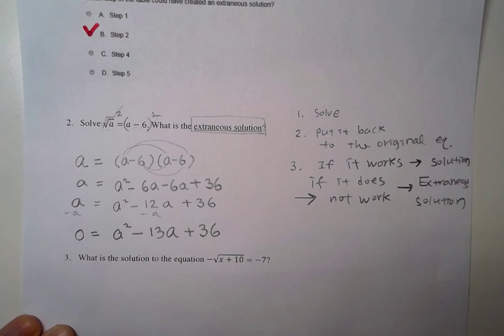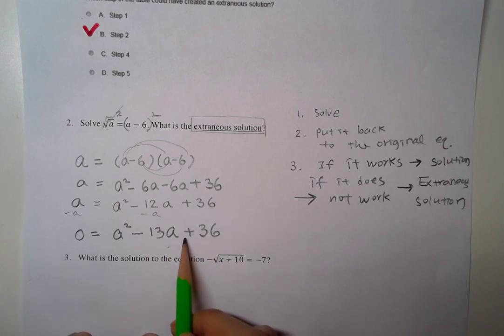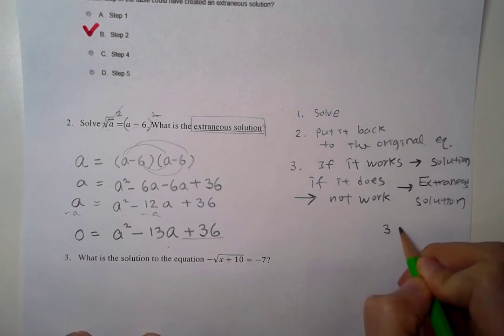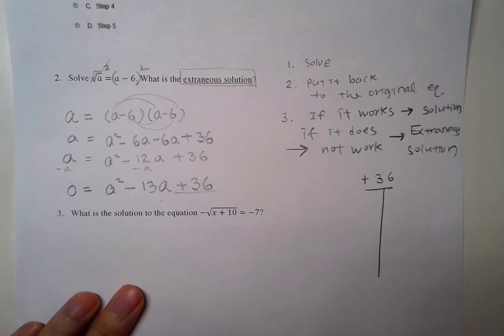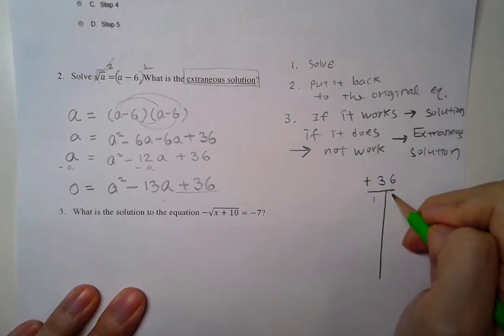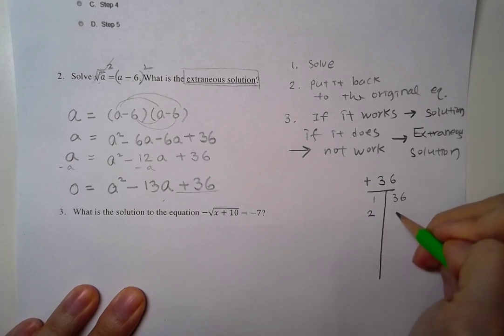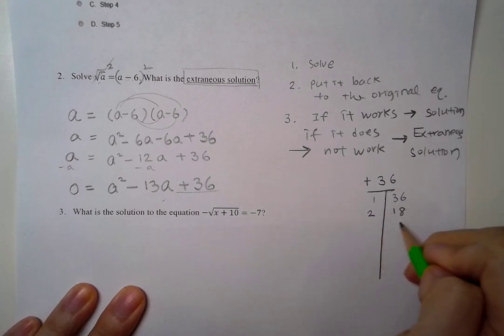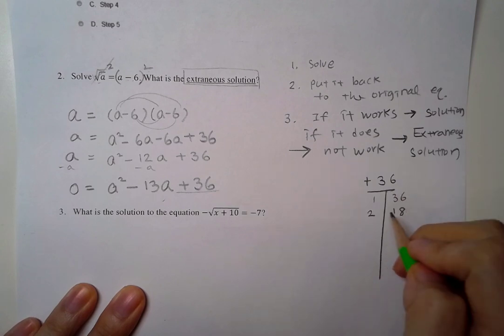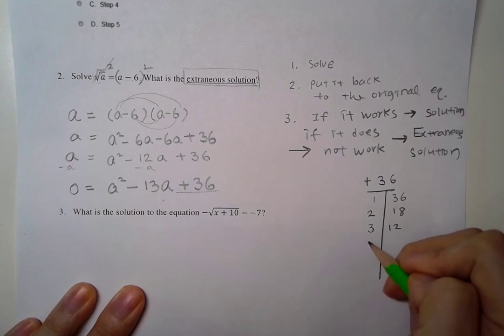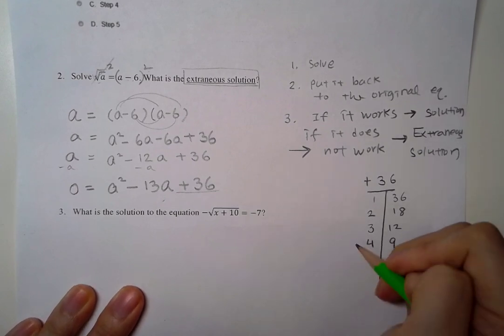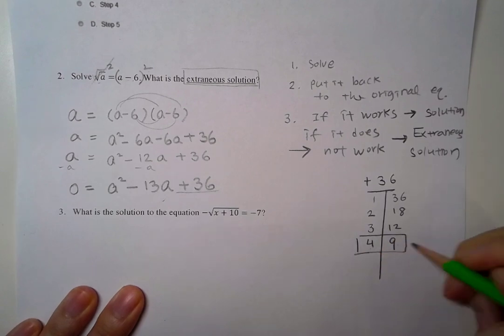And I think I can factor this. So I'm going to break down 36, and it's a sum, so I'm going to add, and I will find two numbers that make 13. All right, so 1 and 36, 2 and 18. You're adding them, so whenever you get 13, then you stop. 3 and 12, that's 15, not yet. And 4 and 9, we got it, that's 13, right? 4 plus 9, then you get 13.